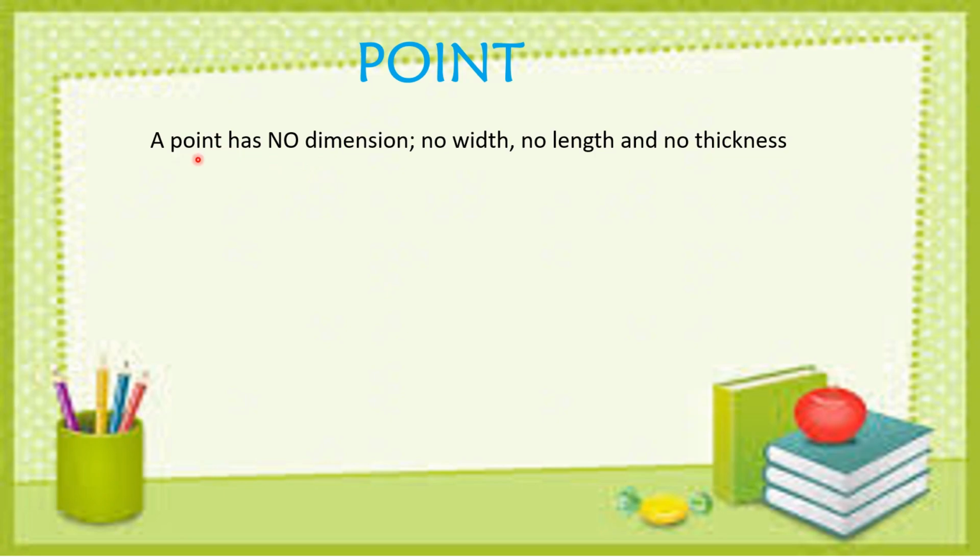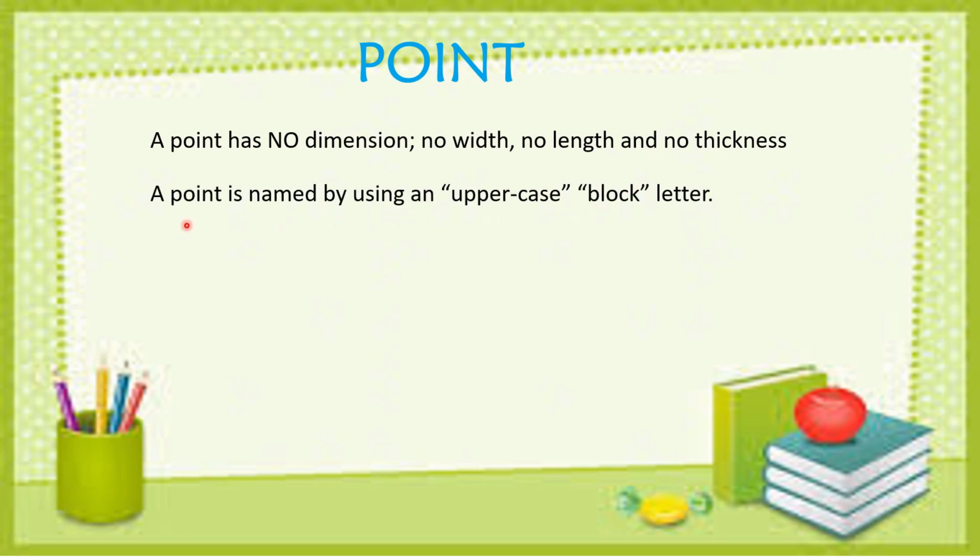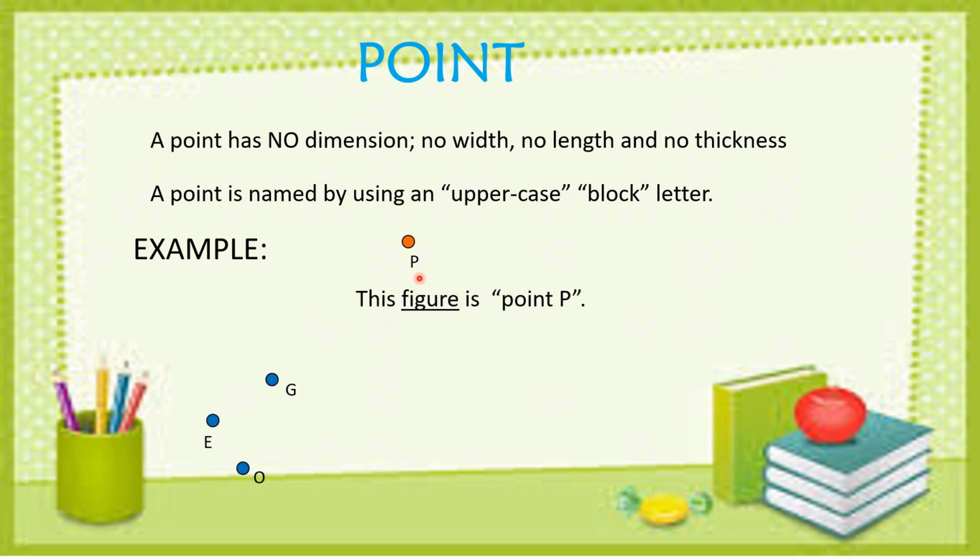A point has no dimension, no width, no length, and no thickness. A point is named by using an uppercase block letter. Example here, we have a point. We'll name this point P. Let's name these other points. We have point G, point E, and point O.